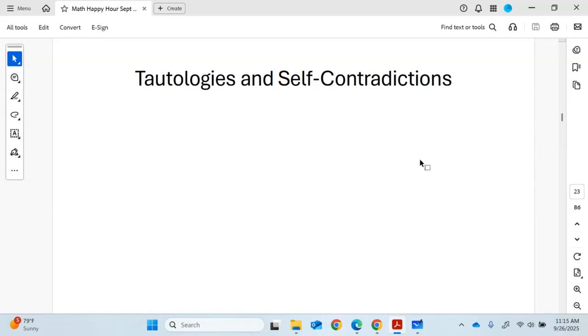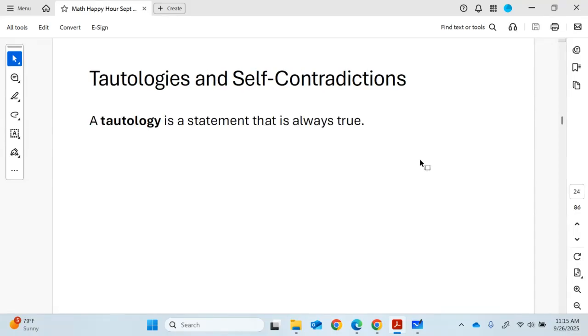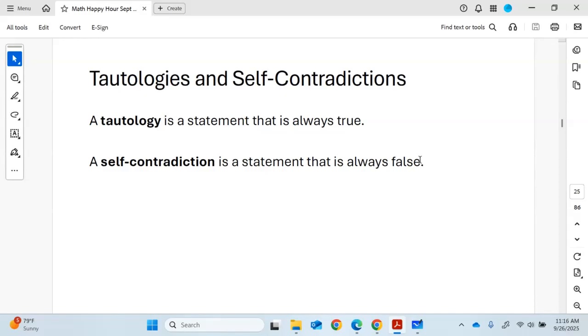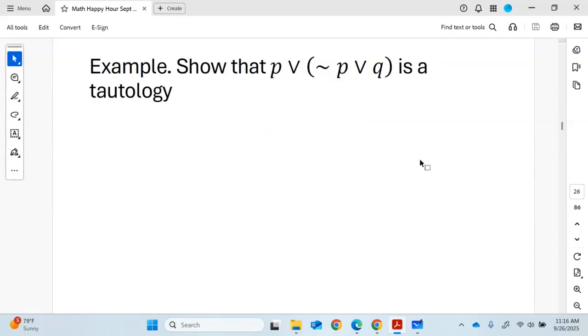The next type of statements that I want to talk about are tautologies and self-contradictions. A tautology is a statement that is always true. This means that whenever you do the truth table, it doesn't matter what P and Q are, you are always going to get true in that last column. Similarly, a self-contradiction is a statement that is always false. So the last column for that table is always going to have all false values.